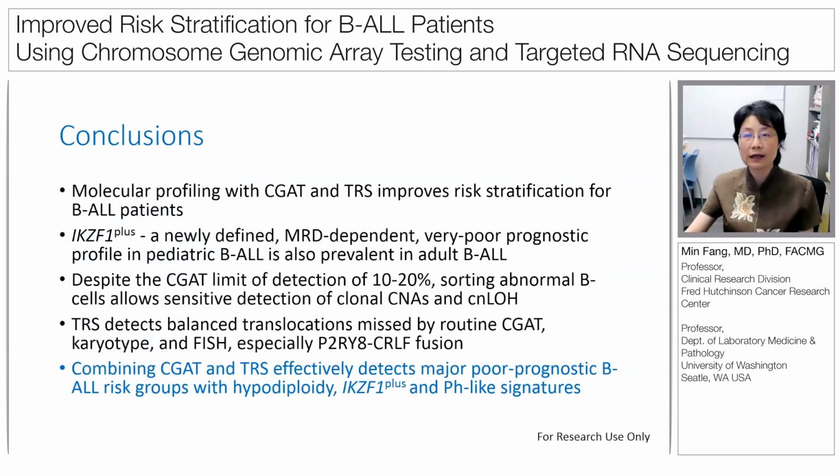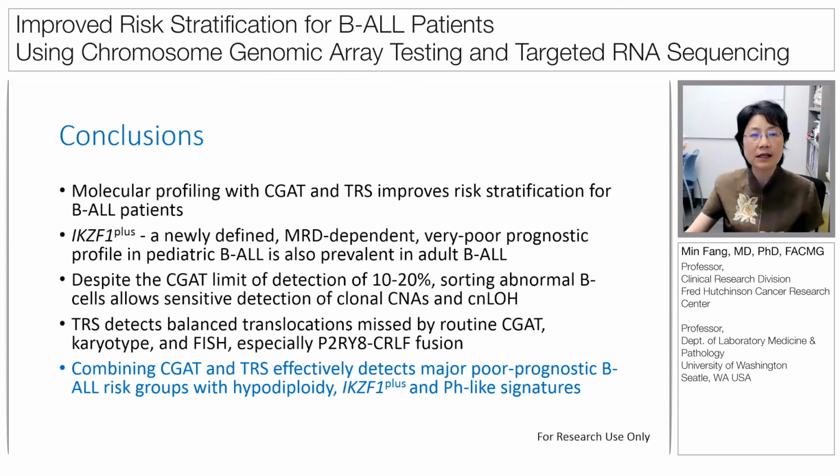Overall, in conclusion, I've shown you that molecular profiling with chromosome genomic array testing and targeted RNA sequencing can improve risk stratification for BLL patients. The IKZF1-plus signature is a newly defined MRD-dependent poor prognostic profile in both pediatric and adult BLL. We are compiling the outcome data to be shown at ASH later this year. And despite the CGAT limit of detection of about 10 to 20%, sorting abnormal B cells allows very sensitive detection of clonal copy number aberrations and copy neutral loss of heterozygosity.